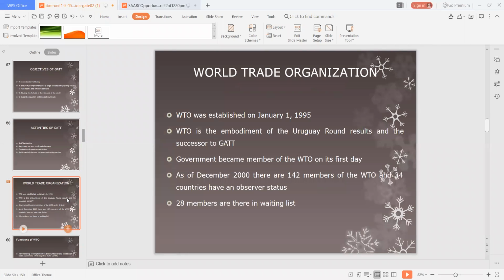Next is the World Trade Organization. GATT responds to WTO. WTO was established on January 1, 1995. WTO is the embodiment of Uruguay round results and successor to GATT. So after the Uruguay round, WTO has been established. Governments became members of the WTO on its first day. As of December 2000, there are 142 members of the WTO, and 34 countries have observer status. 28 members are on the waiting list.